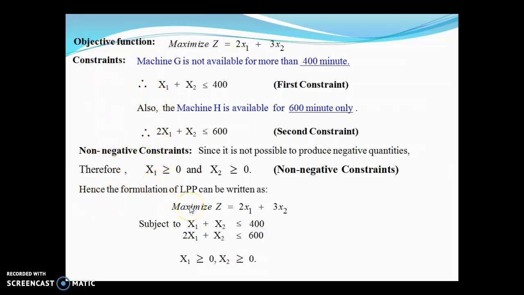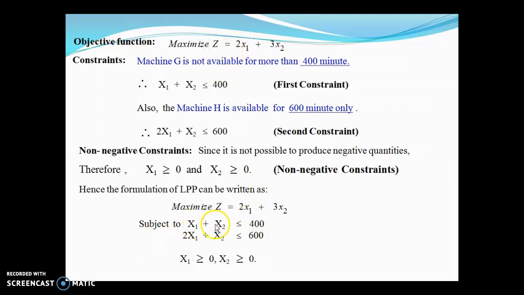The LPP can be written like this. This is not strictly necessary, you can write it as it is, this is only for your understanding. So the formulation of LPP is written as: maximize z equals 2x1 plus 3x2.